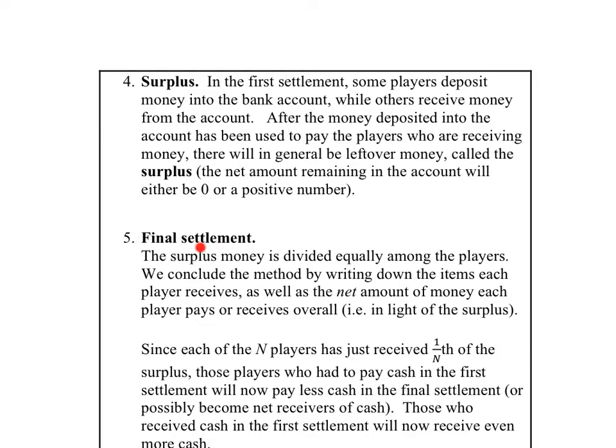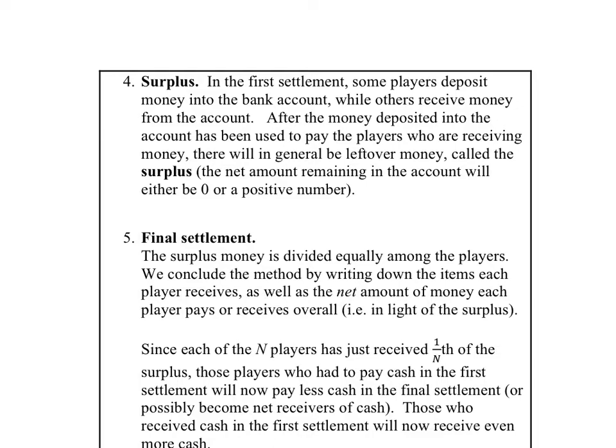At last, we reach the final settlement. So the surplus money is divided equally among the players, and we finish up by writing down the items each player receives, as well as the net amount of money each player either pays or receives overall. Right, so net amount means adjusted from the first settlement in light of the surplus.